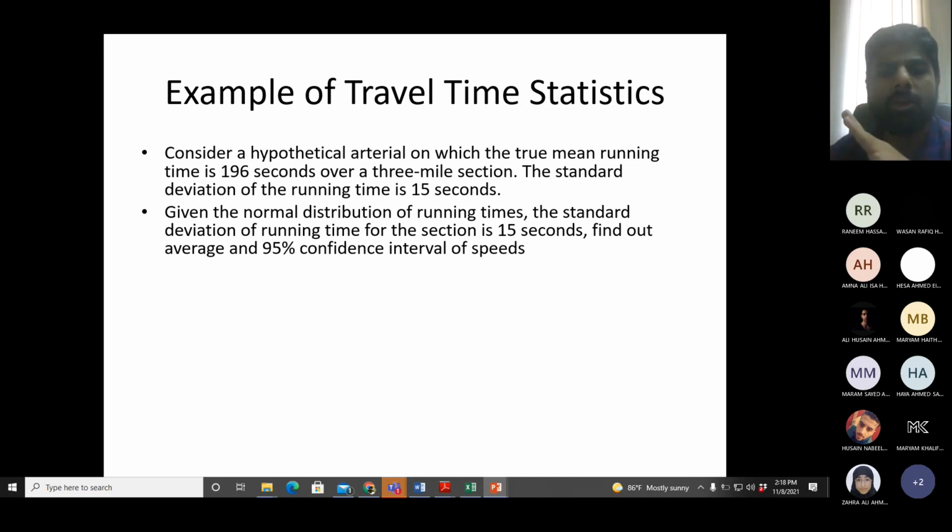Okay, and they are already saying that we know from previous knowledge, from experience, or obviously now we are imagining things, so it doesn't matter. So we imagine that normal distribution is applying to running times. So running times are also following normal distribution. What will be the average speed and 95% confidence interval speed on this arterial? So using the travel time, we have to calculate the average speed and the 95% confidence interval of speed.